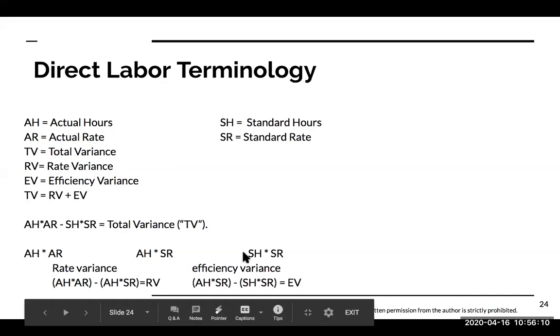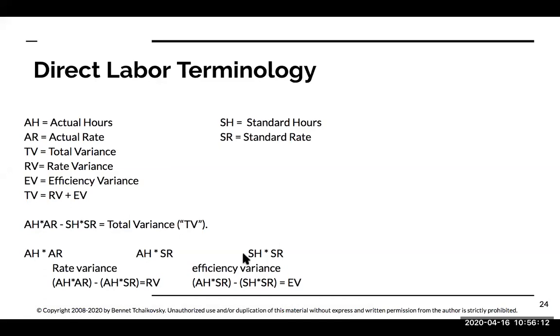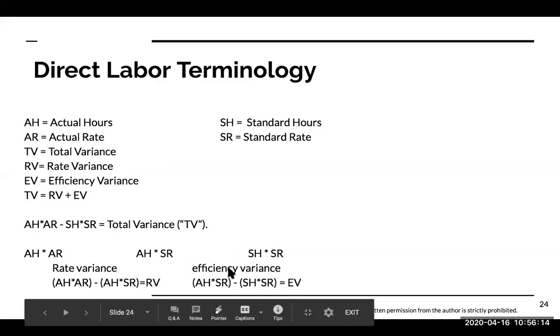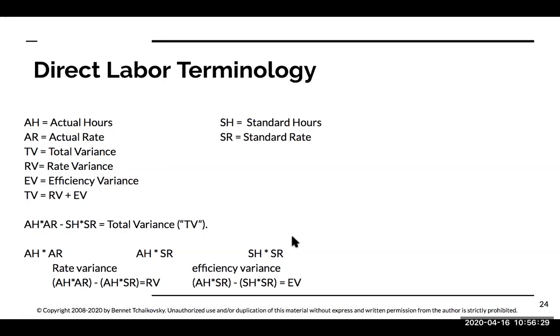The flip side of this is my efficiency variance. How efficient was I in producing that quantity? Because I'm leaving the rate constant, I'm able to focus on the actual hours spent versus the standard hours. And this is giving me my efficiency variance.